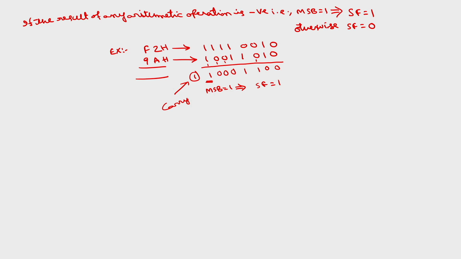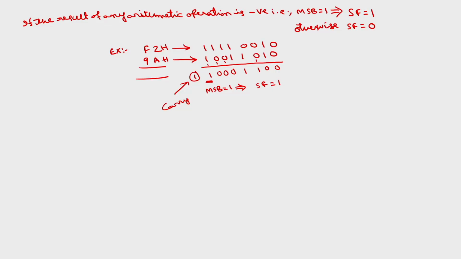So, in this case, if I take the other flags also, carry flag will be set because there is a carry, and from here to here there is no carry from lower nibble to upper nibble, so the auxiliary carry flag will be reset. The result is non-zero, so the zero flag is reset. So, these are the different flag conditions.